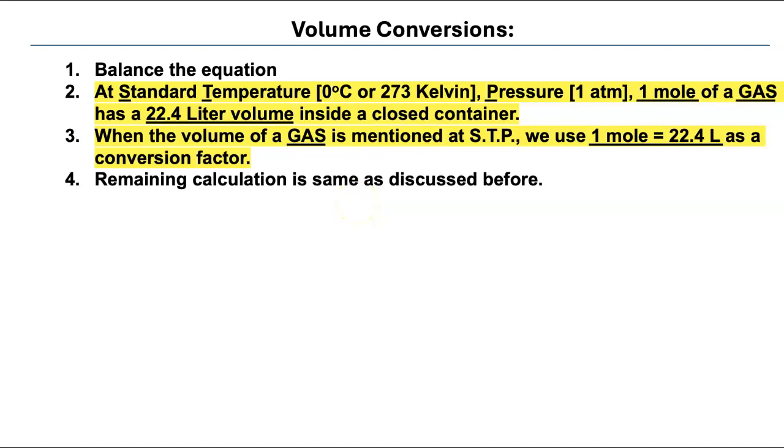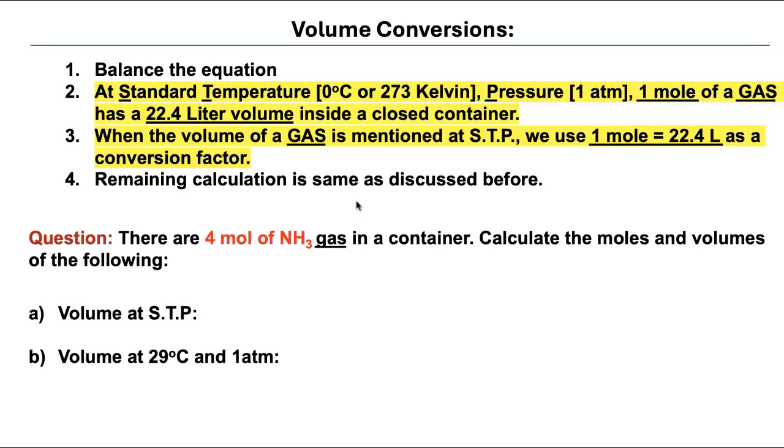The standard pressure is 1 atmosphere. It's a pressure unit. And so under STP, standard temperature and pressure, 1 mole of any gas occupies a 22.4 liter volume inside a closed container. I need you to remember this. So when the volume of a gas is mentioned at STP, then only then can you use the 1 mole is equal to 22.4 liters conversion factor. Then you do the rest just like before.